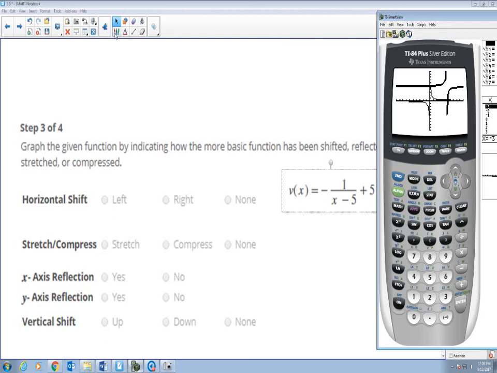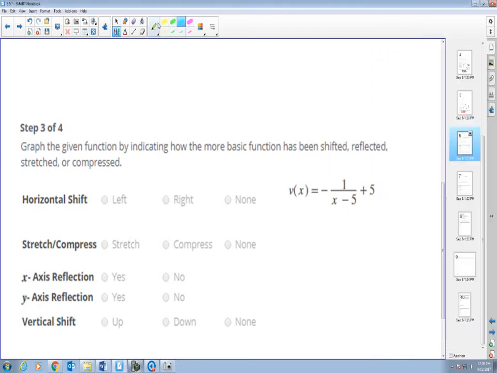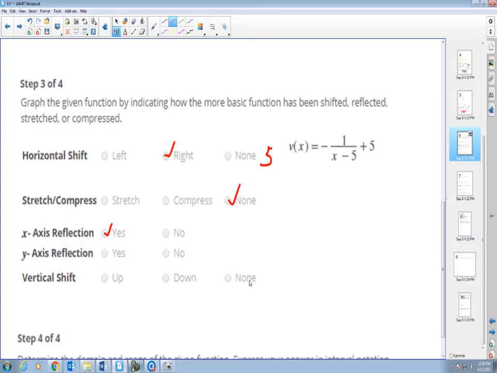Okay. I didn't like the word flip. It's more like a reflect about the x-axis. So it is being reflected about the x-axis. Okay, I do have a horizontal shift to the right 5 places. I don't have any compress or stretch. I don't have any reflection about the y-axis. My vertical shift is up 5 places.